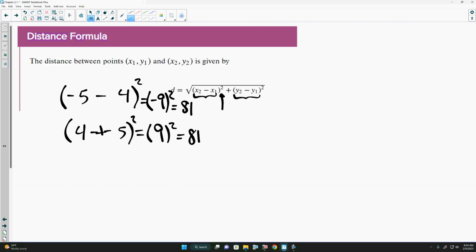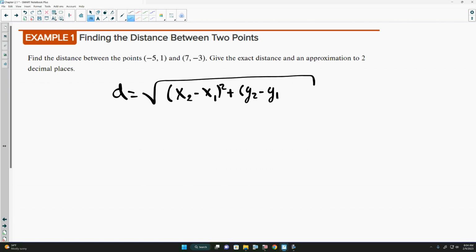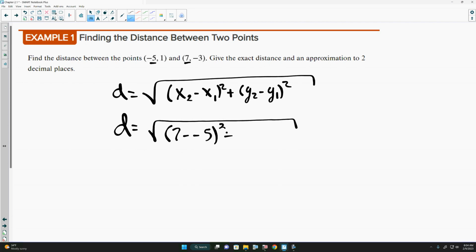All we need to make sure is that the x's go together, and the y's go together. So if we're looking for the distance between these 2 points, all we've got to use is the distance formula. x2 minus x1 squared plus y2 minus y1 squared. And looking at these 2 points, our 2 x values are negative 5 and 7. So we can say 7 minus negative 5, plus our 2 y values are 1 and negative 3.